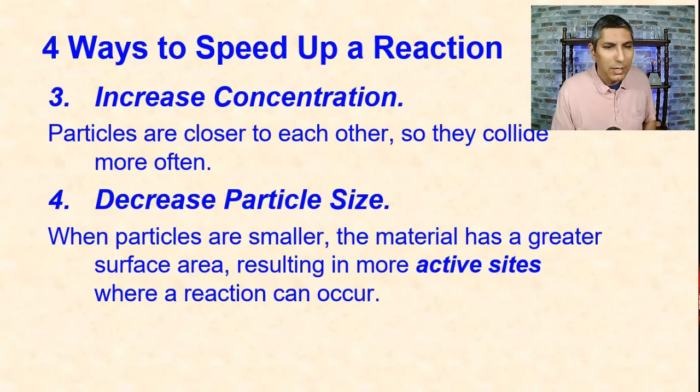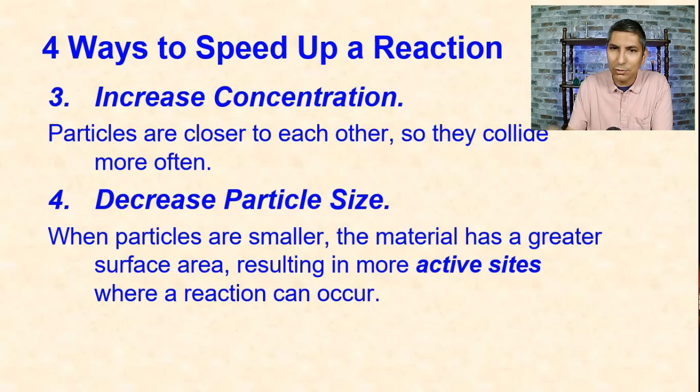Now, the reason this works is that when you have smaller particle size, the material has a greater surface area. And when there's more surface area, there are literally more places or more spots where a chemical reaction can occur. In chemistry, we call these active sites, literally spots or places where a reaction can take place. So if you want to speed up a reaction, you can increase the surface area, grind it down into smaller particle size. So these are the four ways to speed up a reaction: adding a catalyst, increasing the temperature, increasing the concentration, and decreasing the particle size.